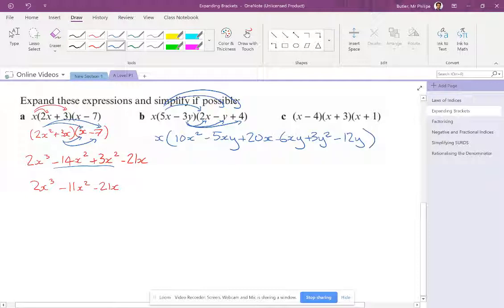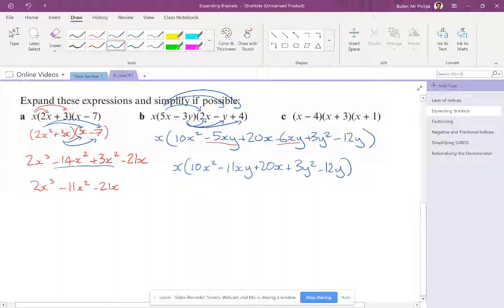Writing the brackets in reminds you about that extra x that you got there. At this point, you can simplify if there is anything that you can in the brackets. Well, we've got this 5xy and minus 6xy and nothing else. So we can simplify those. I get x bracket 10x squared minus 11xy plus 20x plus 3y squared minus 12y.